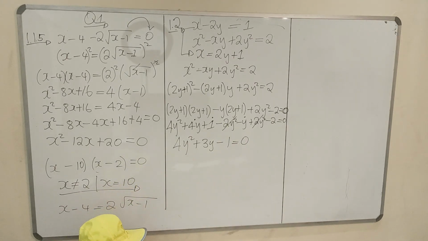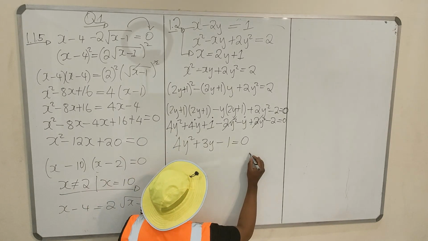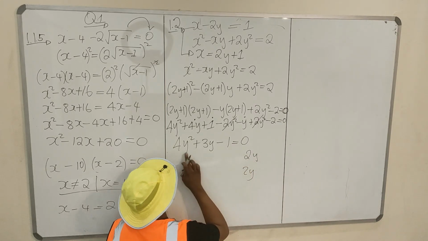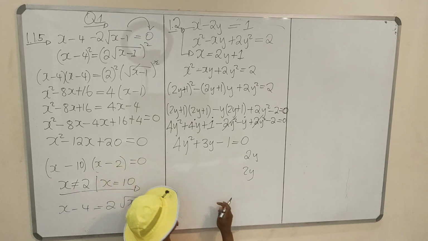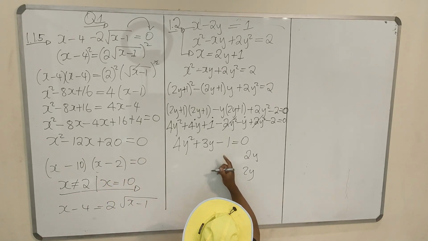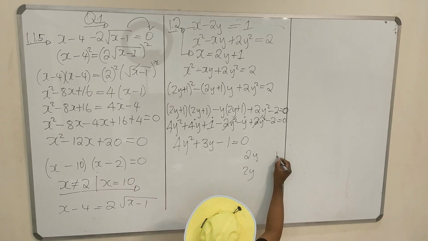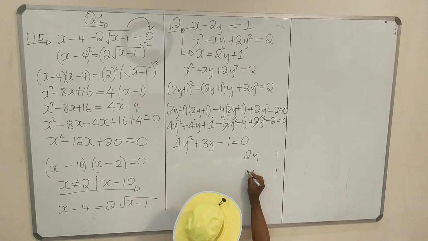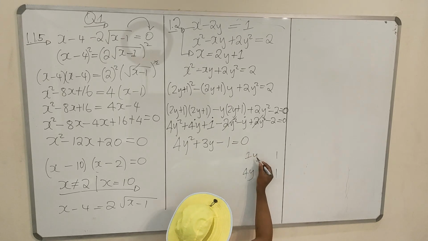At this point, you can use the quadratic formula to solve for y. You can also factorize. Let's try to factorize. So let's say we have 2y and 2y. This time this is 4y squared, right? Yes. And then what are the factors of this? The factors of that are 1 and 1. So this will not work. So let's have 4 here and 1 here.